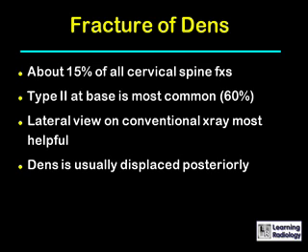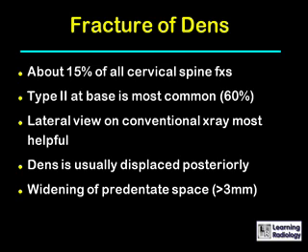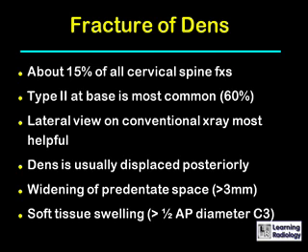The fractured tip of the dens is usually displaced posteriorly, and that produces widening of the predentate space so that it becomes greater than 3 millimeters in size. There may be soft tissue swelling with a distance of greater than 1/2 the AP diameter of the body of C3 anterior to C3 and C2.